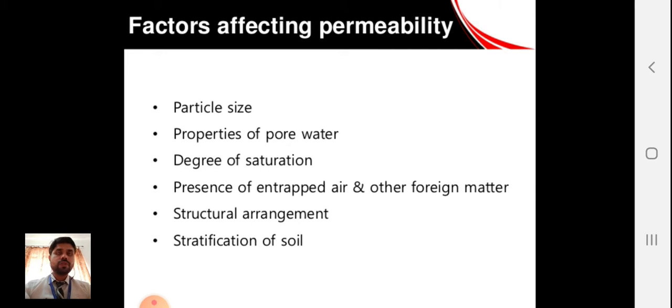Structural arrangement will also affect the permeability. If there is a smooth structure, then the flow will be high, or if the structure is very uneven, then the permeability will be very low in that soil. Stratification of soil will also affect the permeability of the soil. So these are the factors which affect the permeability of soil in soil testing.